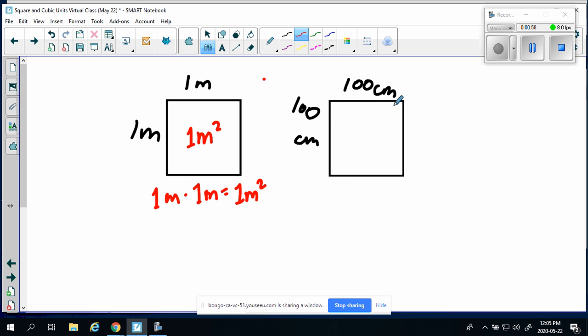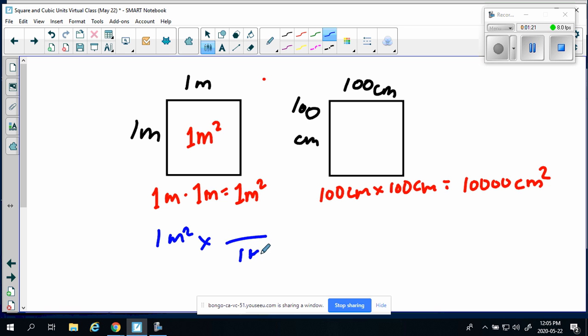So here's the exact same square, just labeled in centimeters. 100 centimeters here, 100 centimeters there. If you take 100 centimeters, multiply by 100 centimeters, you're going to get 10,000 centimeters squared. So notice that if I had just done the conversion factor here, 1 meter is 100 centimeters, then I get 100 centimeters squared.